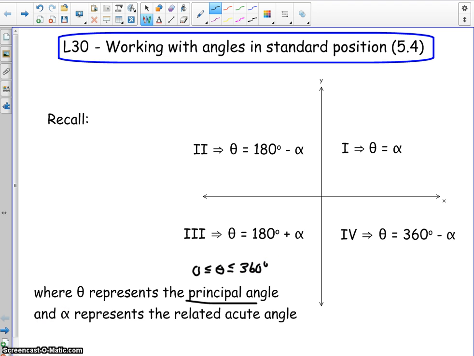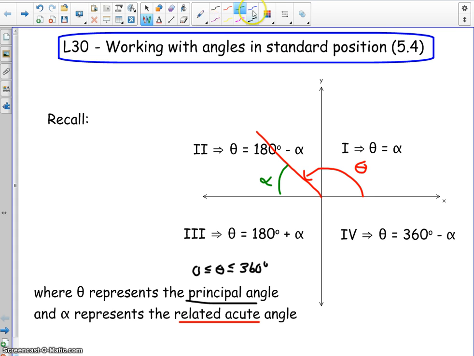And the related acute angle is what we call the angle that the terminal arm makes with the nearest x-axis. So for example, if we were in quadrant 2, this could be our terminal arm, this could be our theta right here. Okay, so the alpha, the related acute angle, would be the angle this terminal arm here makes with the nearest x-axis. So the nearest x-axis is over here, so this would be our alpha right here. Okay, in each quadrant, the relationship between theta and alpha is going to be different based on how the angles stack up. So here, for example, if you're looking at theta, it would be 180 degrees minus alpha.